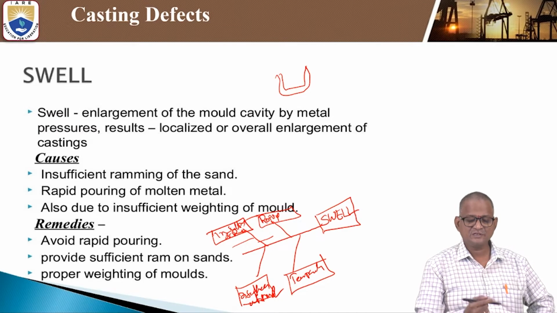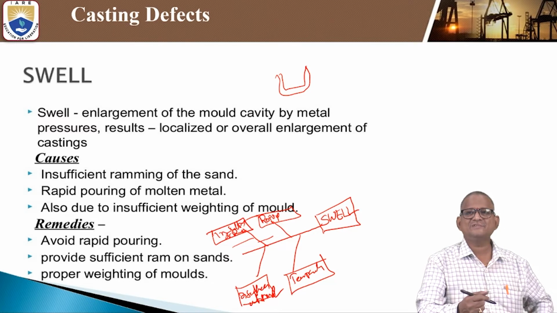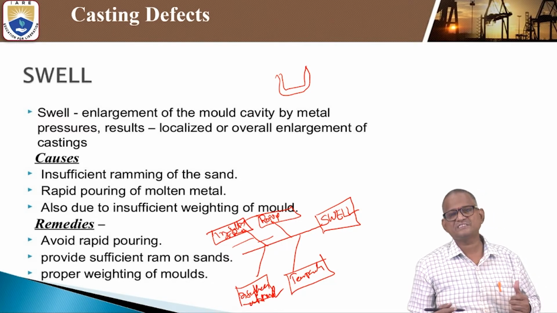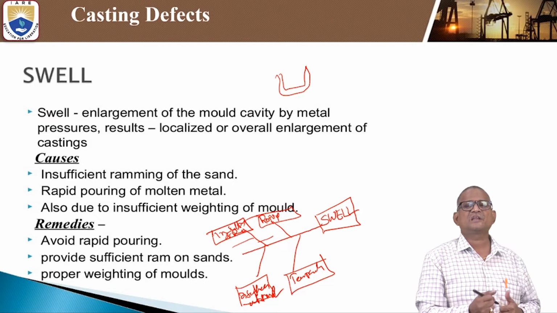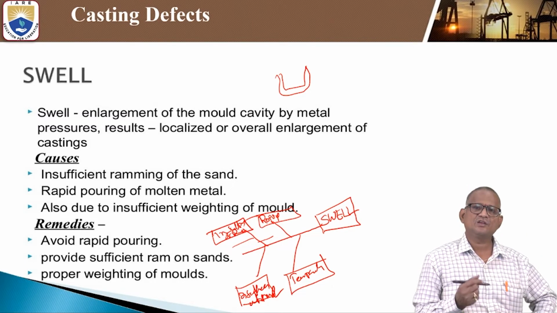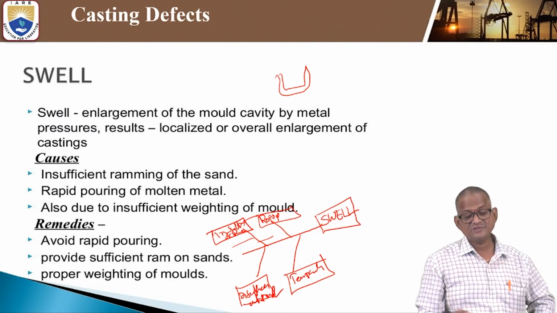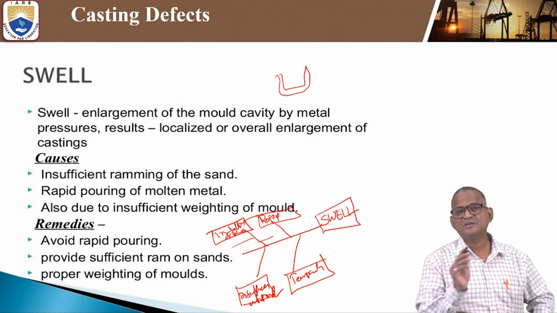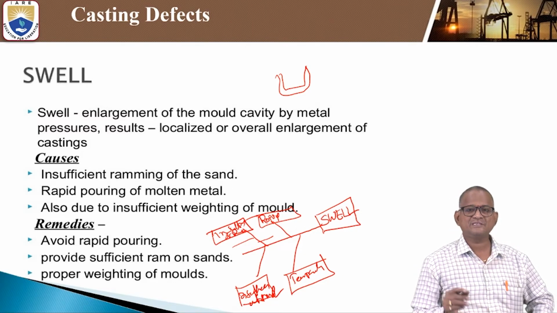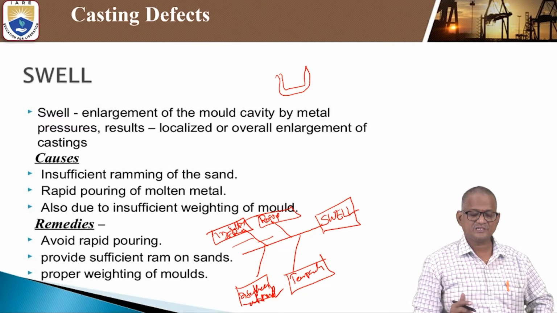Even in the manual molding process, in the morning the human being will be very fresh and active, and he can do proper ramming. After 2 hours or at lunch time, that energy will go out, so the ramming will be improper. That is why if you go for machine molding, uniform ramming can be maintained. For such applications you should always go for the machine molding technique.